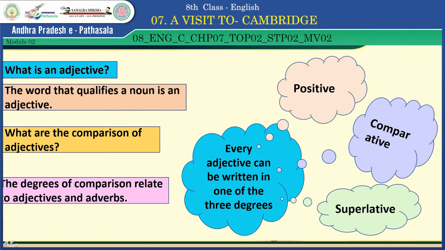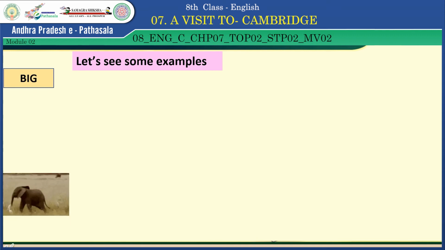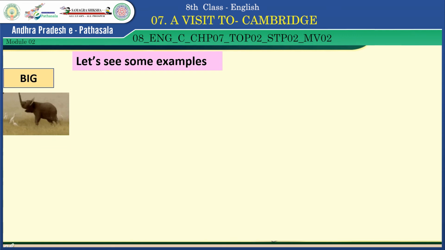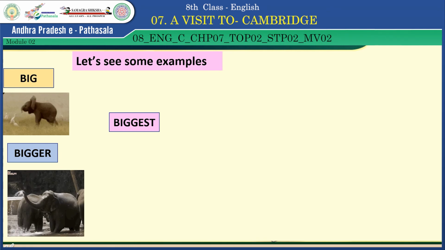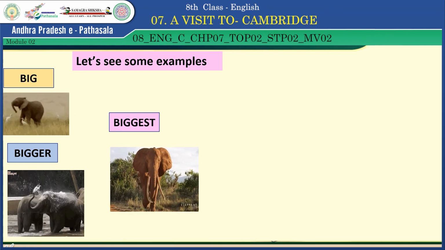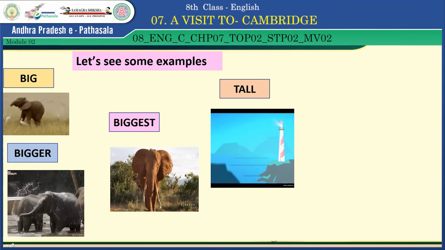Children, observe these images. Children, in this slide, we have different images of 2 different pictures. In the first picture, you can observe 3 elephants. The first one is big, the other one is bigger, and the third one is biggest. In the same way, if you observe the 3 towers, the first one is tall, the next one is taller, and you find the third one is the tallest.